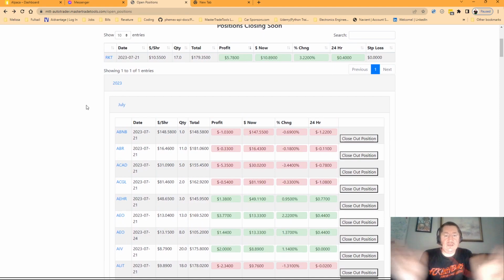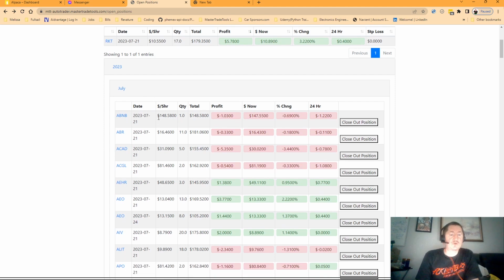Below that, you are going to have the year categorized, and the month categorized for each year, to tell you what your purchases were, when they were, what you purchased at, the quantity, the total purchased amount, and then, as I said, below over here, you've got your closeout position. Once you click that, it will have a pop-up that will ask you, are you sure you want to close out this position? You click yes, and then it will create that sell for you on Alpaca.